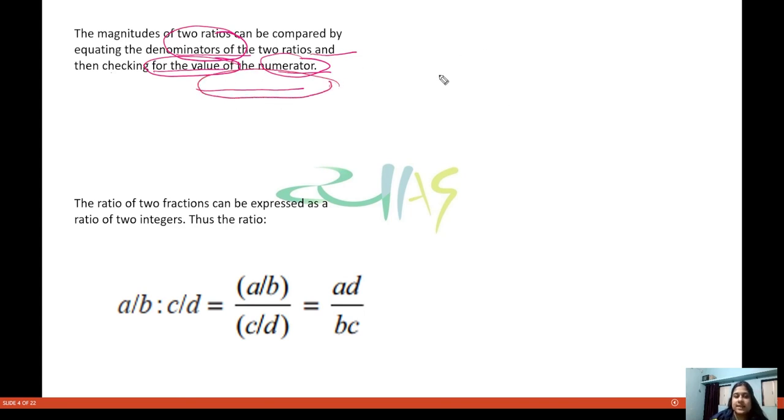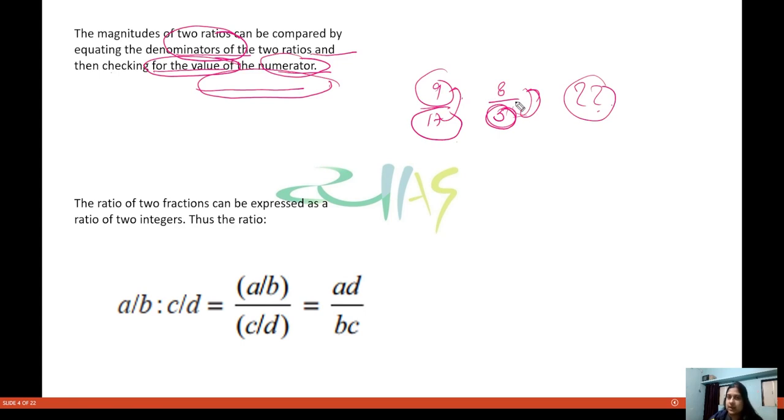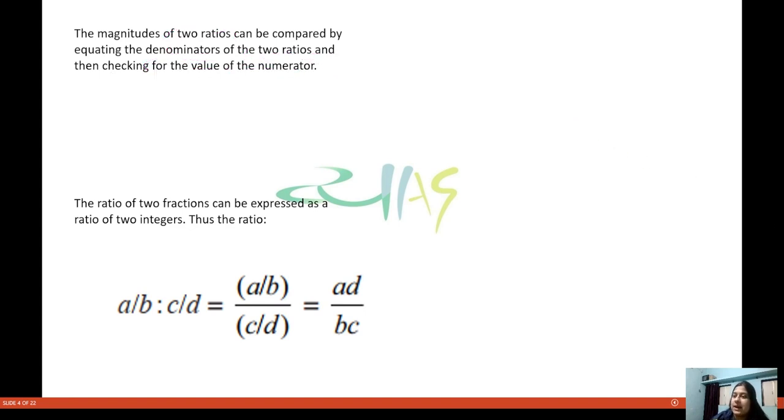So for example, if you are given some ratio 9 by 17 and 8 by 3, how will you tell which ratio is greater and which ratio is smaller? Although here you can evidently tell that this ratio is smaller, because 8 is greater than 3 and 17 is greater than 9. So you can obviously tell that this ratio will be less than this ratio. But let us see what the comparison method is.